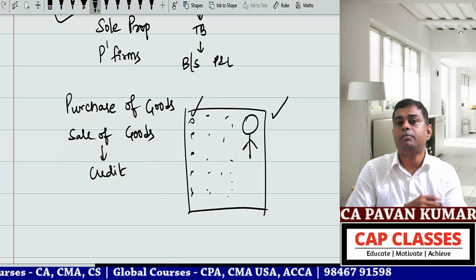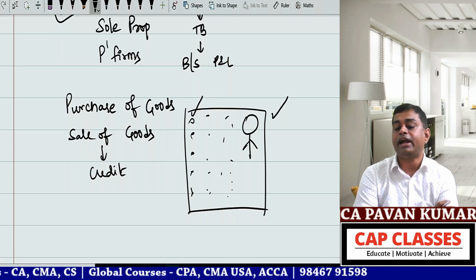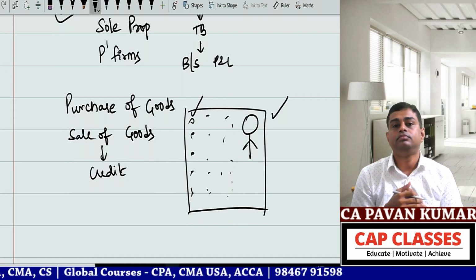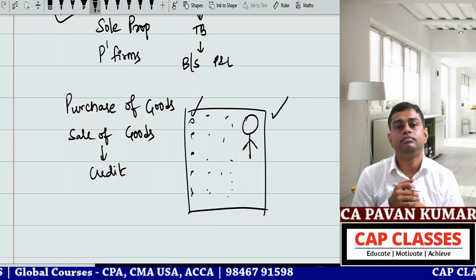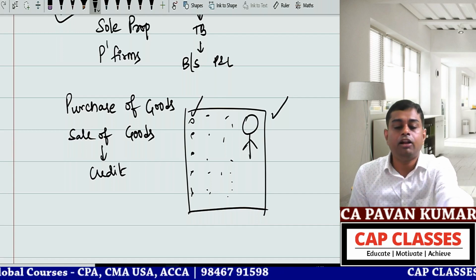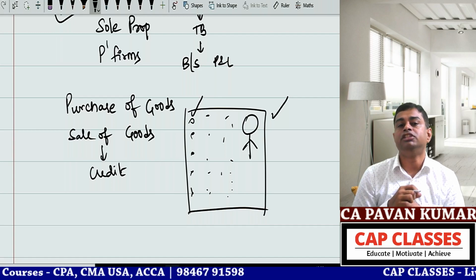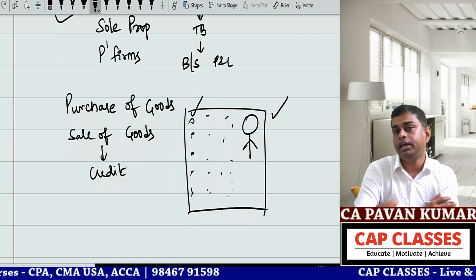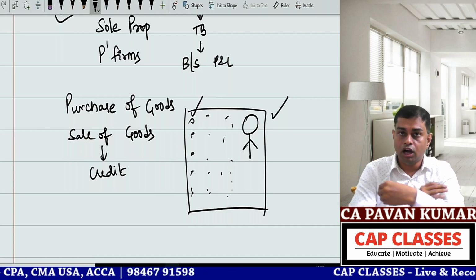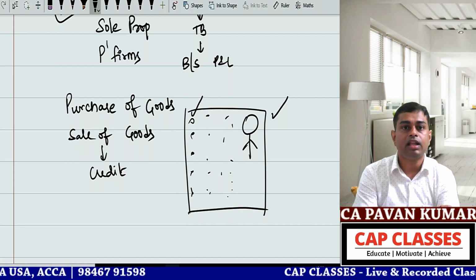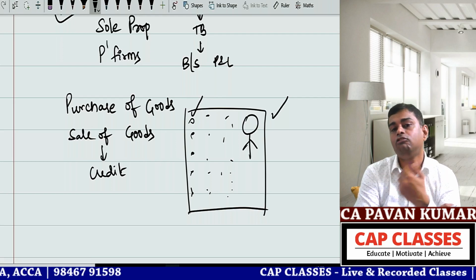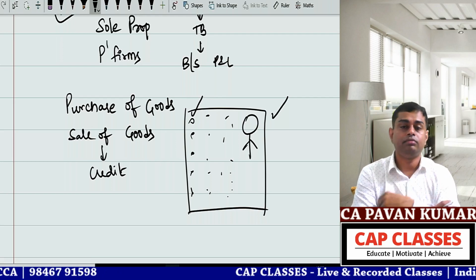So I came to your shop and I said, I need 2 biscuit packets. Sir, le lo. I need 1 kg rice. Sir, le lo. I need some snacks. Sir, le lo. I need 2 kg vegetable. Sir, le lo. I need 1 milk packet. Sir, le lo. How much? You said 210 rupees, sir. I said, okay, likh lo, I will pay later.